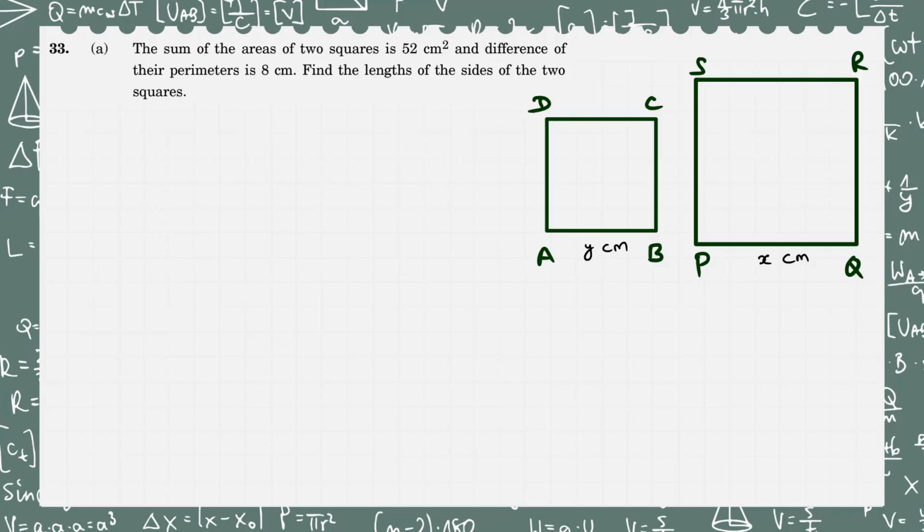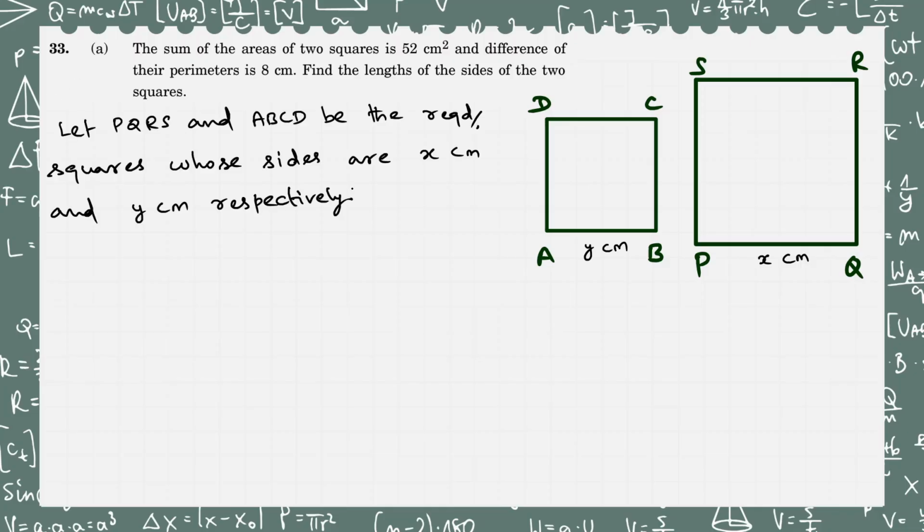But before doing everything, we have to assign the variables properly. So let us do that. We are mentioning that let PQRS and ABCD be the required squares whose sides are x centimeter and y centimeter respectively, and let x is bigger than y. That's how we have taken them, right? So why we are mentioning this? Because when we are doing the difference of the perimeters, of course the larger square will have a larger perimeter. So just to get the clarity, we are mentioning it already in the beginning of the sum. Okay, so let us continue.